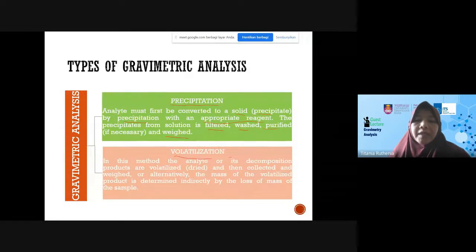And the second one is volatilization. So it's based on the volatilization method. In this method, the analyte or its decomposition products are volatilized or dried, and then collected and weighed, or alternatively, the mass of the volatilized product is determined indirectly by the loss of mass of the sample.